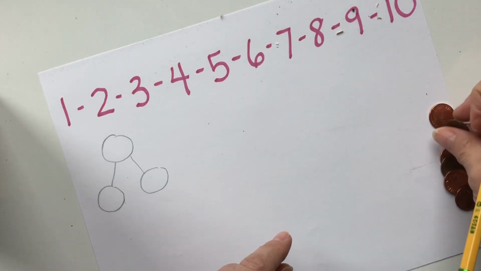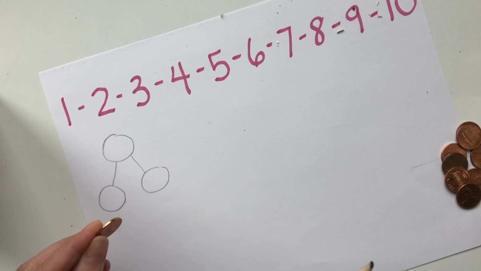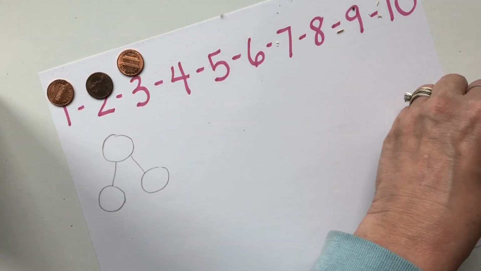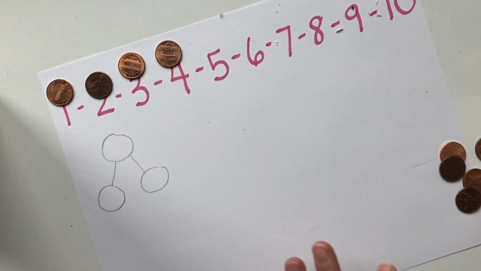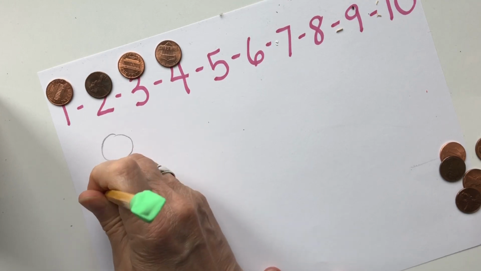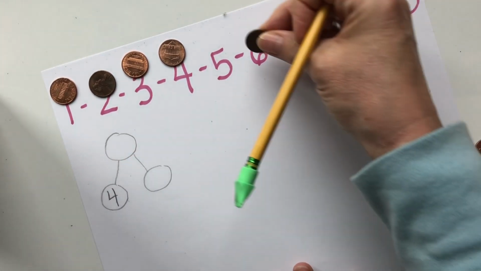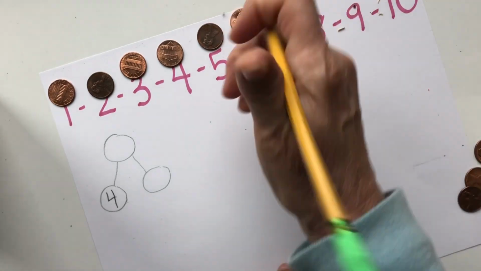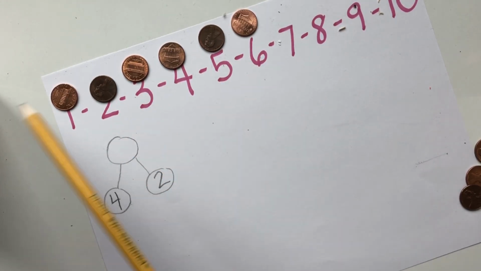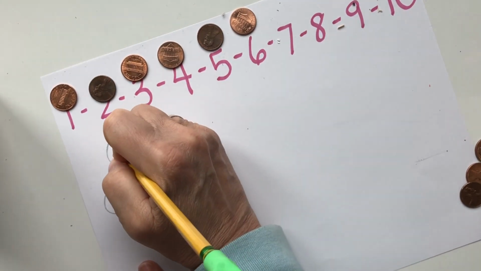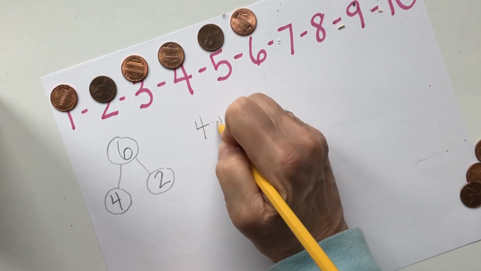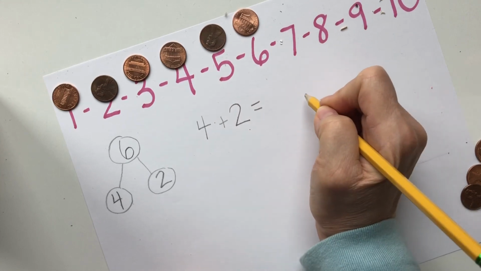And then, if you're using your cubes, you can do this with your cubes. Let's put 4, I'm using pennies, 4 pennies on our number line or number path. So that's one part, and let's add 2 more pennies. So our other part is 2. Now, if we add 4 and 2 more, how many do we get? 6. So can we write the addition sentence for that? 4 plus 2 equals 6.